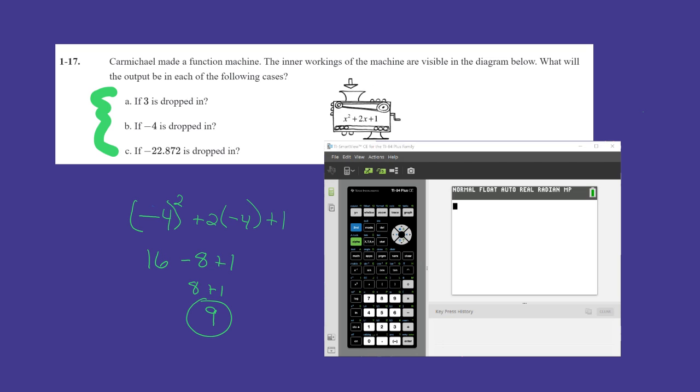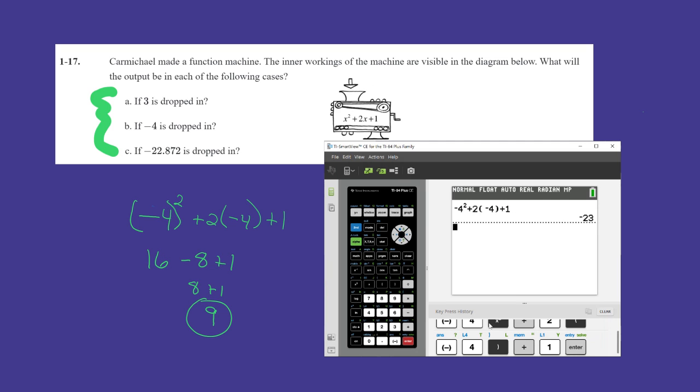Okay. So I wanted to show you, I'm going to go ahead and put this equation in. It was x squared plus 2x plus 1. But what we're going to do is just plug in negative 4, because that's the value that we tested, squared, okay, plus 2 times negative 4. And don't forget, this is a negative, not subtraction. And then plus 1. And we get the answer negative 23.